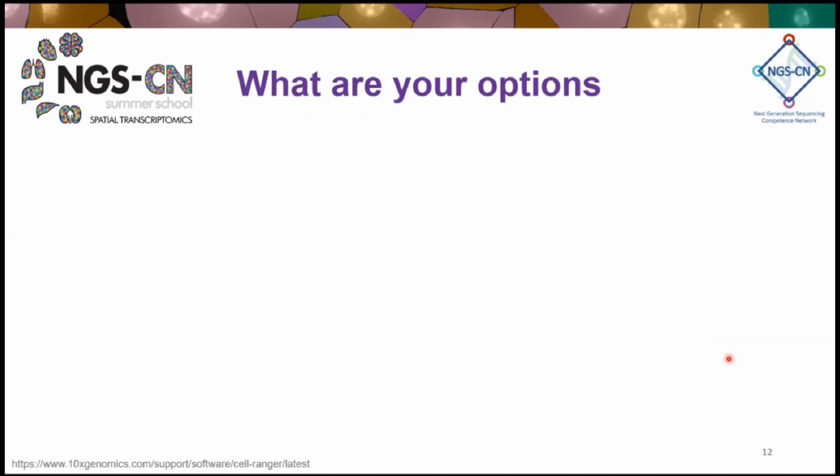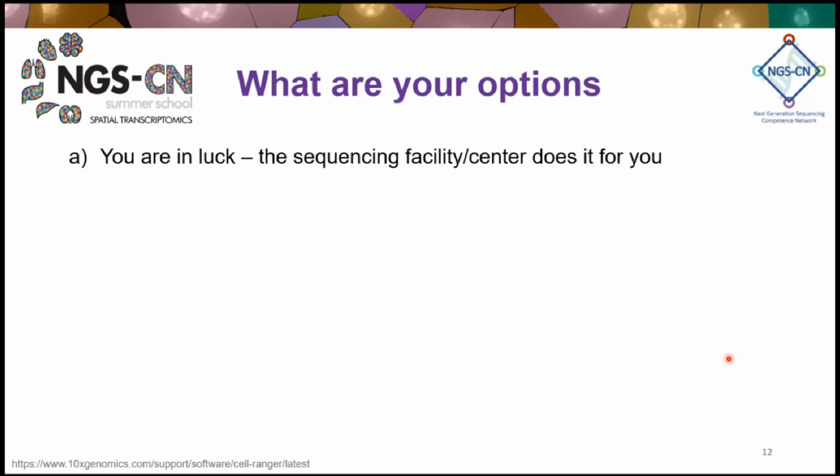Now, coming back to the single-cell data, what are your options to do these steps for your single-cell data? The first option would be you are in luck, because it could be that a sequencing facility, a center, does it for you. This is nice because you don't have to take care of it and it doesn't take long. The drawback is that they might charge you for it and it's less flexible. Then for 10x data, there's the Cell Ranger pipeline, and this is provided by the company. And I will talk about this in more detail.